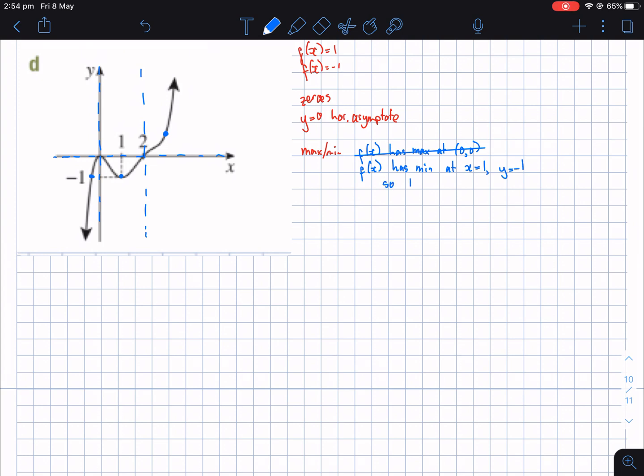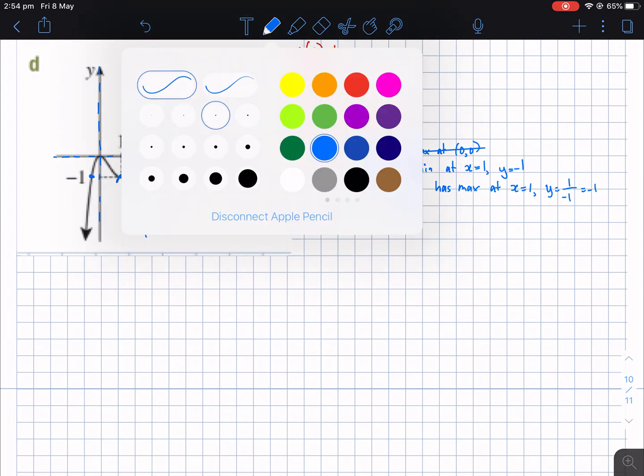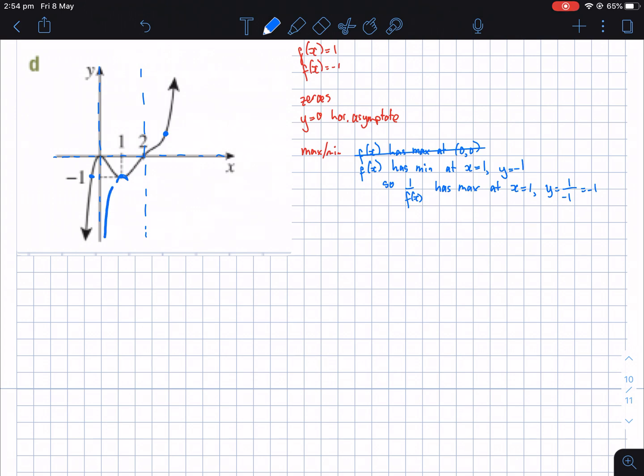So 1 on f of x has a max at x will be the same. Y equals 1 on the y coordinate of the other one, which is minus 1, so it's going to be minus 1. So we're going to have a max there. So let's just draw something that goes through all these points. So it's going to kind of come around like that. It's going to come around like that. And it's going to come around like that.